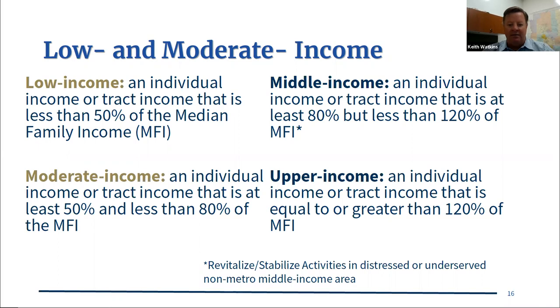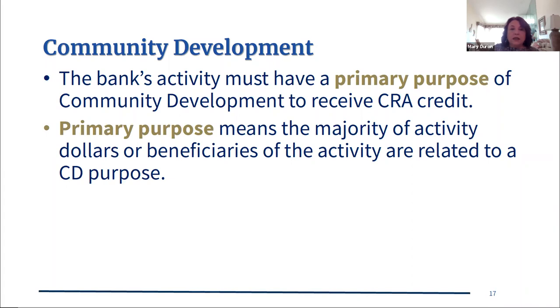Okay. Next slide. So community development. So this is a key element, and you'll hear this term a lot. And this is a term that you should become familiar with so that as you're developing relationships with banks, you're talking the same language. So it has to meet the primary purpose of an activity, has to be community development to receive CRA credit. So this means that the majority of the activity or the majority of the beneficiaries of the activity are related to a community development purpose. And so what's majority? It could be something as low as 51%, or at least 51% of the activity's primary purpose is to help low and moderate income, then that could count.